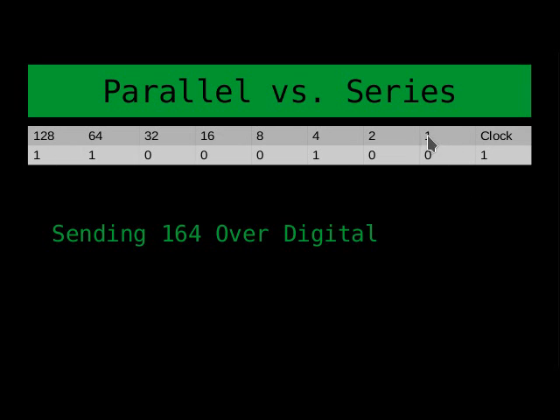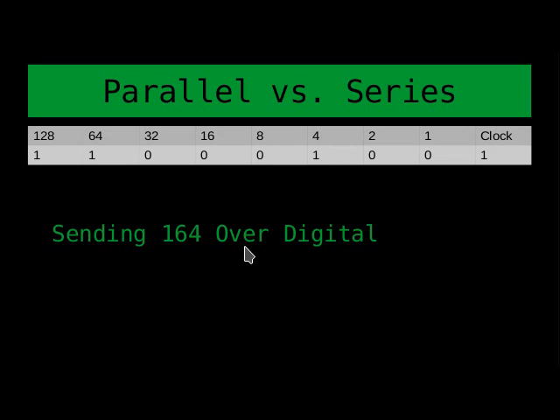So, you have your ones column, you have your twos column, because once again, this is in binary. This is in base 2. So it's not ones, tens, it's ones, twos, fours, eights. And that's how we add these up. So for 164, the 128 bit will be set. The 64 bit will be set. And the 4 bit will be set. And all the other ones will be clear, because 128 plus 64 plus 4 equals 164.